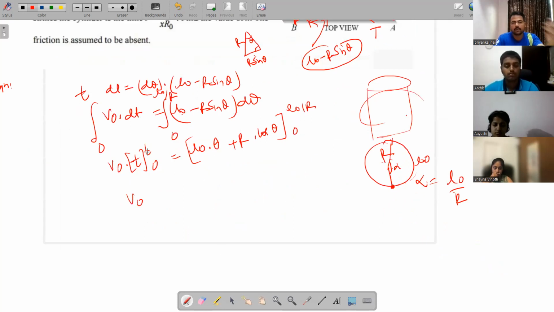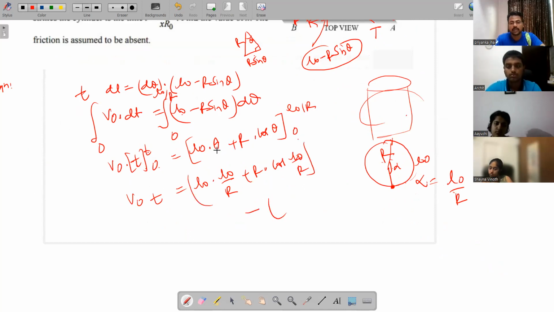Now this is V naught. Put the upper limit first minus the lower limit. So t equals L naught times theta, where the upper limit is L naught by R, plus R cos of L naught by R. And if you put the lower limit, theta is 0, and then R cos 0 is 1, so R.